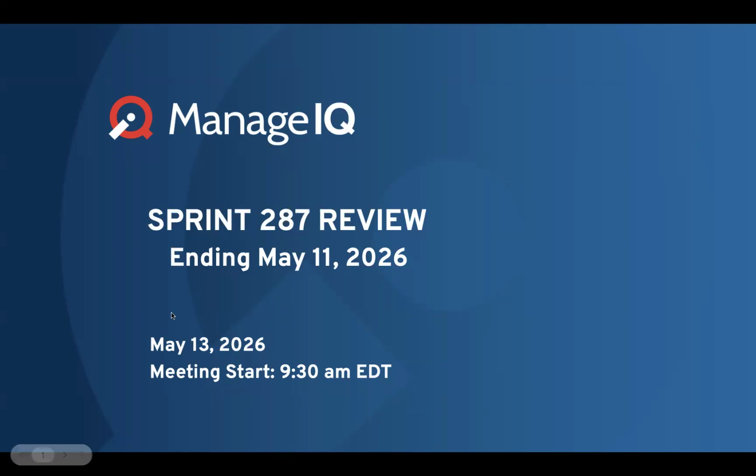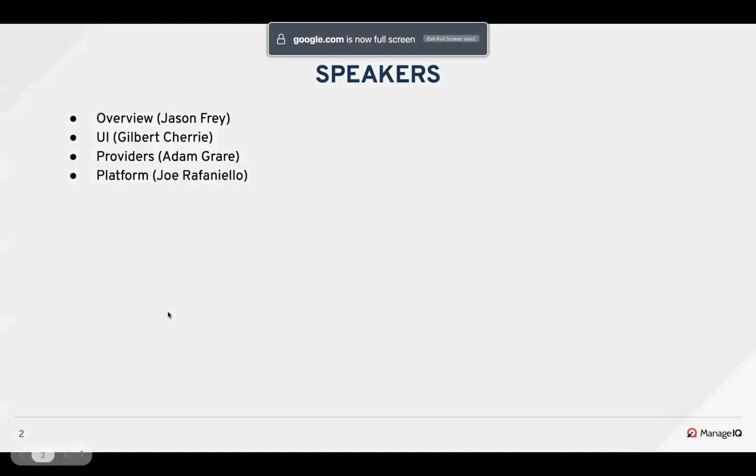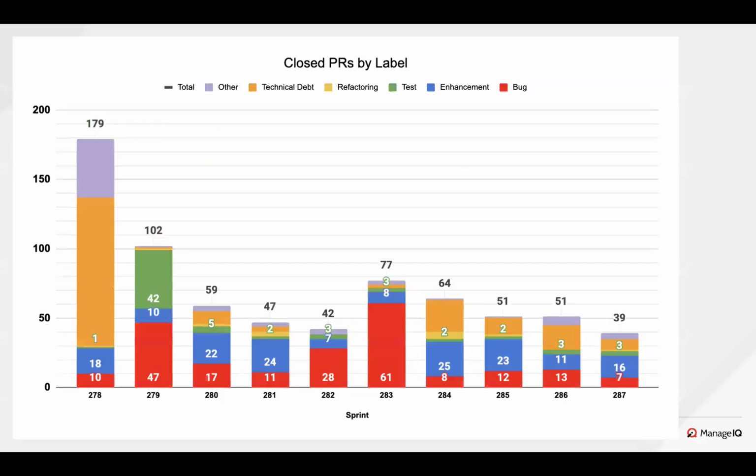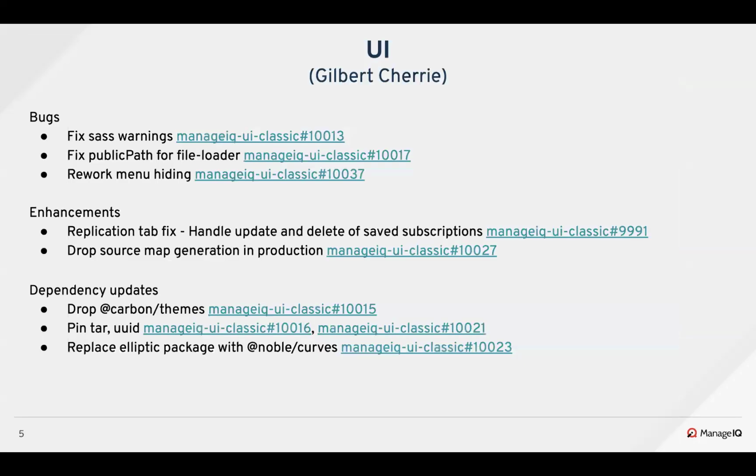Let's get started. I'll start with the overview, Gilbert on the UI, Adam on providers, and Joe on the platform. I figured out what happened last week with the statistics. That was when GitHub's pull request index went down, so I went back and fixed the previous slide. This sprint, we had 65 PRs merged, and of those, pretty even split between bugs and enhancements and technical debt. And over to Gilbert on the UI.